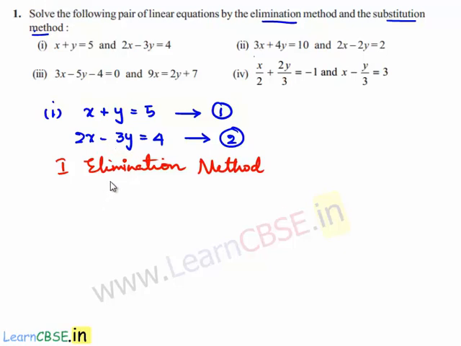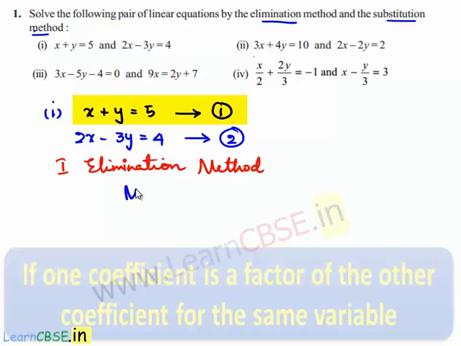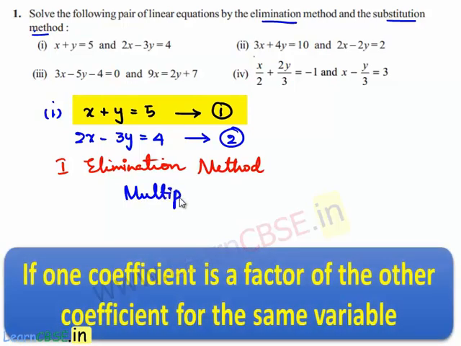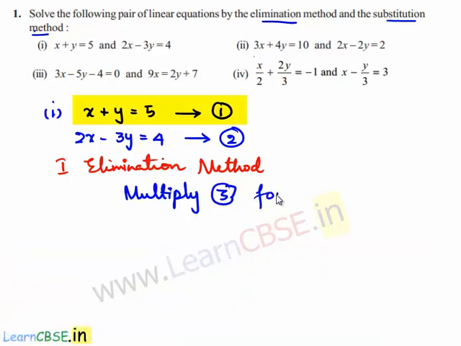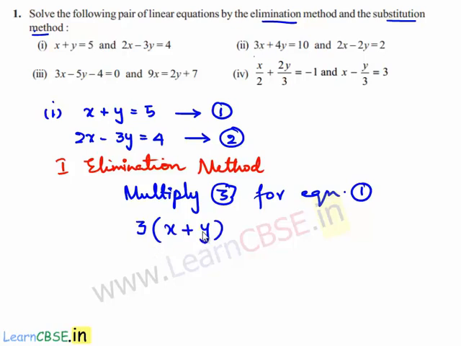So equation 1 can be multiplied by 3 on both sides. Multiply 3 for equation number 1. So we'll be getting 3 times of x plus y, this is for the left hand side, and 3 times of 5, this is for the right hand side. So finally we'll be getting 3x plus 3y is equal to 3 times of 5, which is 15. So I name this as third equation.